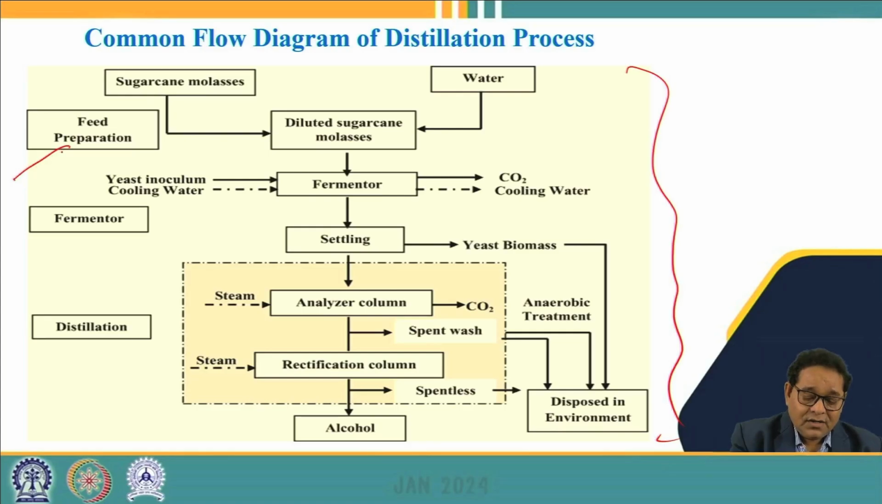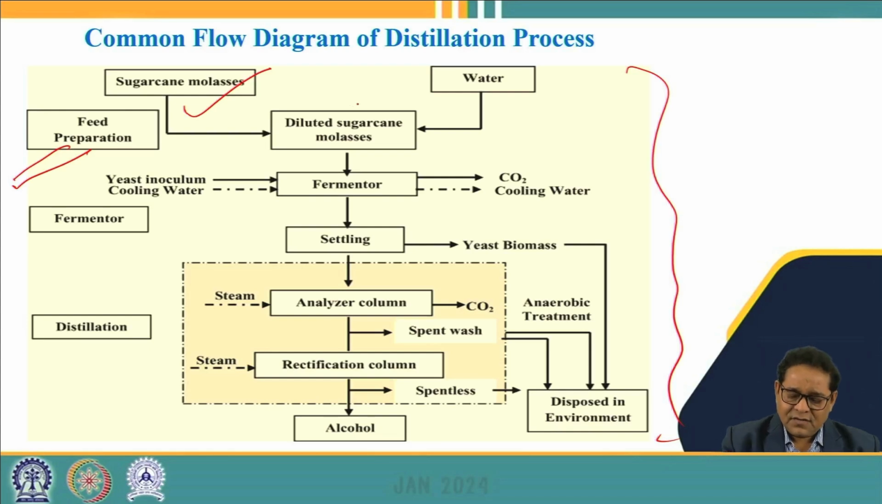If we see the number one stage, this is the feed preparation. This feed preparation involves making the raw materials ready for the fermentation process. This is one of the units in the distillery industry. The raw material we use is sugarcane molasses, which contains around 40 to 60% sugar. But for fermentation, the sugar content should not be more than 10 to 15%.